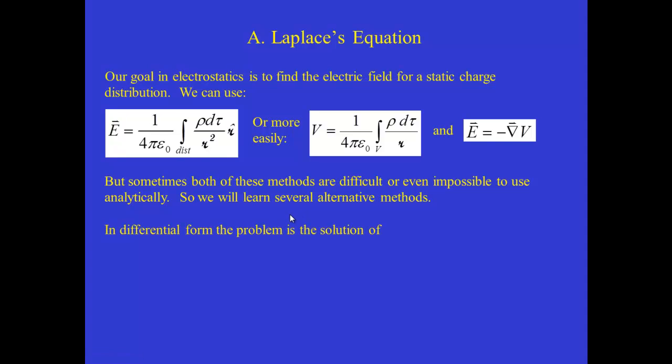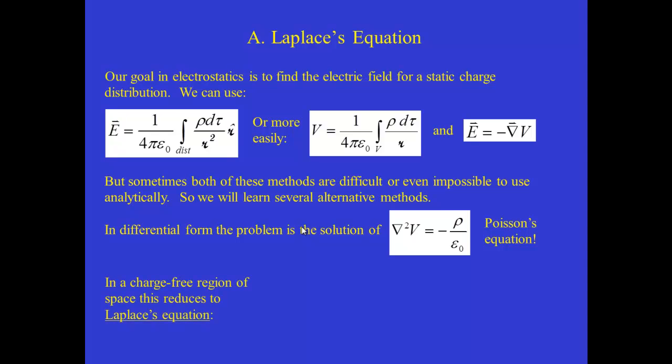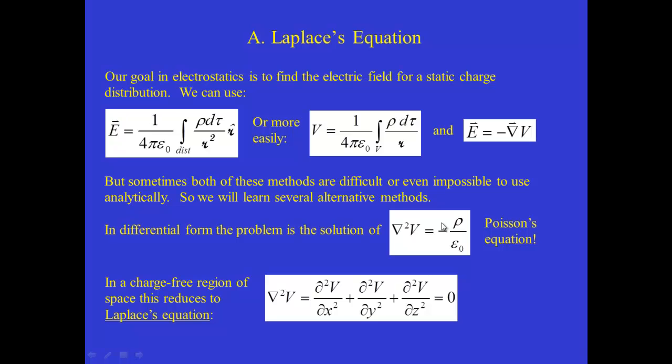In differential form, the problem we're really trying to solve is this: del squared V is minus rho over epsilon 0. And we said before that that's called Poisson's equation. The simplest possible version of Poisson's equation would be in a region of space where there's absolutely no charge. If rho is equal to 0, then Poisson's equation reduces to Laplace's equation, which we see here written down in Cartesian coordinates. Solutions, V of x, y, and z, to Laplace's equation are called harmonic functions.